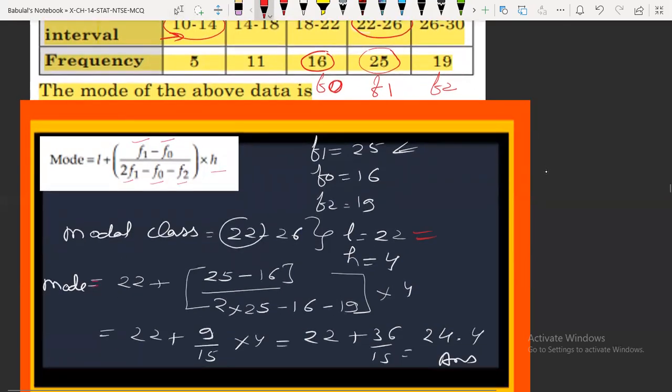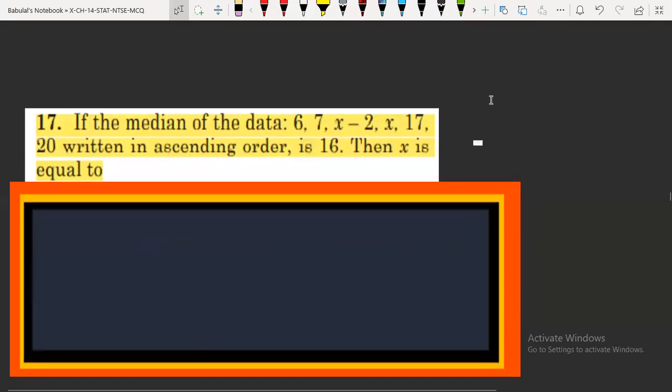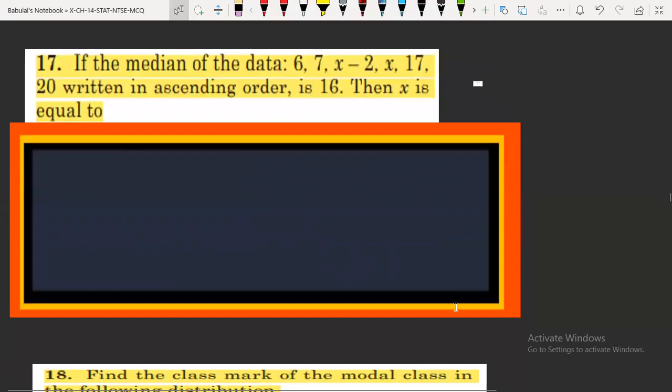So that is 22. You put the values in the given formula and get the answer. Please learn this formula many times, 2 times, 3 times, 4 times, 10 times. Because if you don't memorize the formula, we cannot put the values and we cannot get the correct answer. I think this is the correct answer of this question. Now we come to the next question.